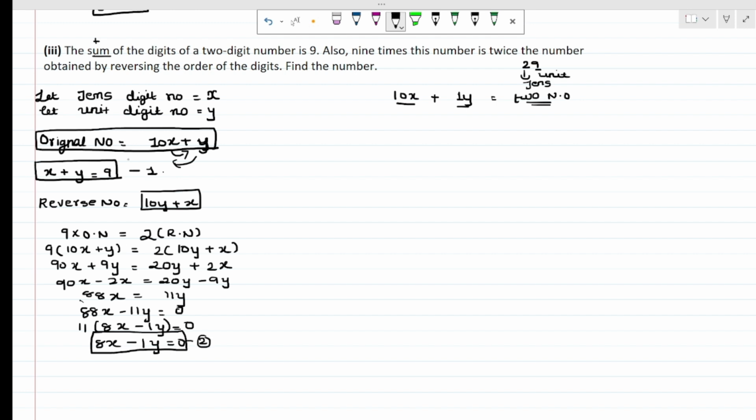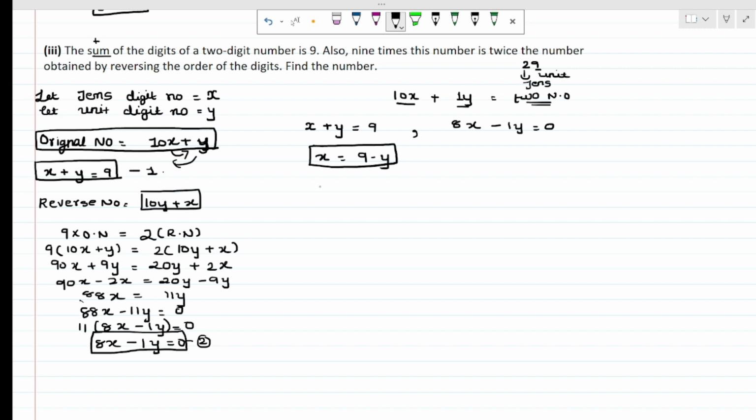Now you can go for any method. You can select your substitution method or you can go for the elimination method. I'm going with the substitution method. So write first of all your equations side by side. Your first equation is x plus y equals 9. And your second equation is 8x minus 1y equals 0. So I'm forming the equation of x. What will it become? x equals 9 minus y. This will be our x value.